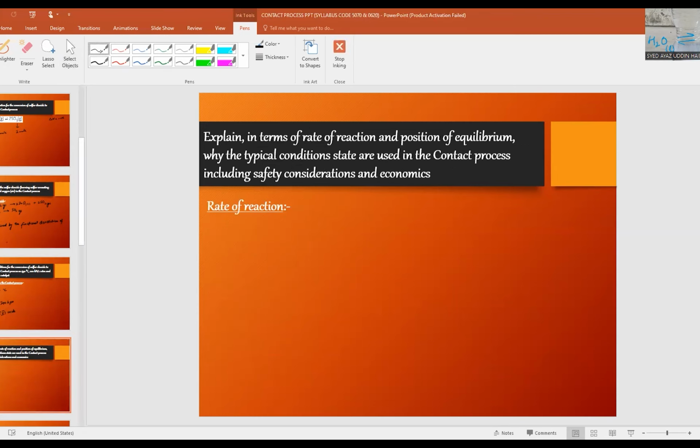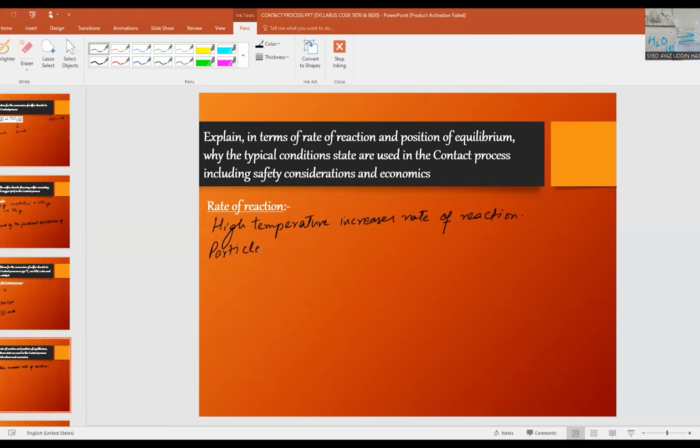First, I will talk about the effect of reaction conditions on rate of reaction. High temperature increases the rate of reaction. This is because particles have more energy, they move faster and collide more frequently. The collisions are more effective.